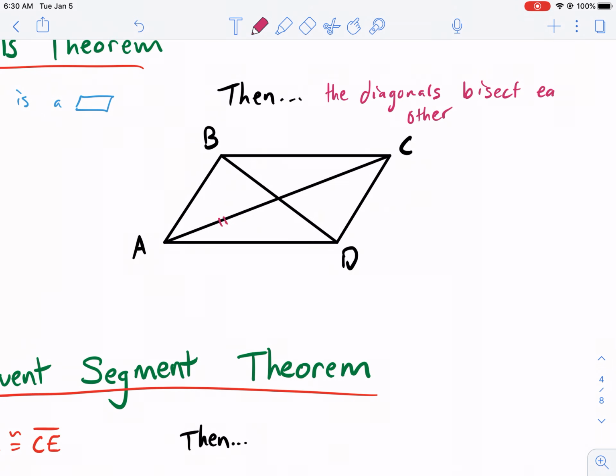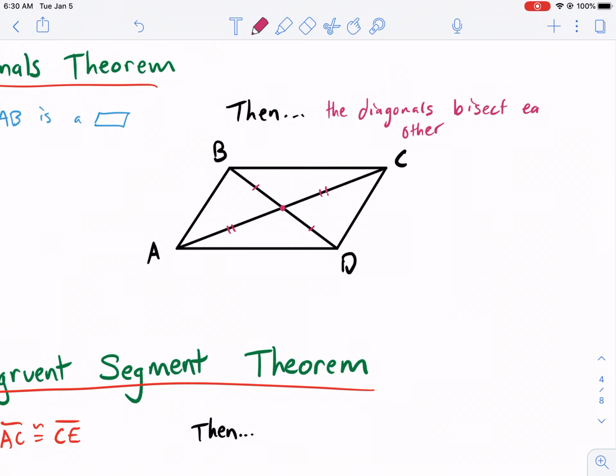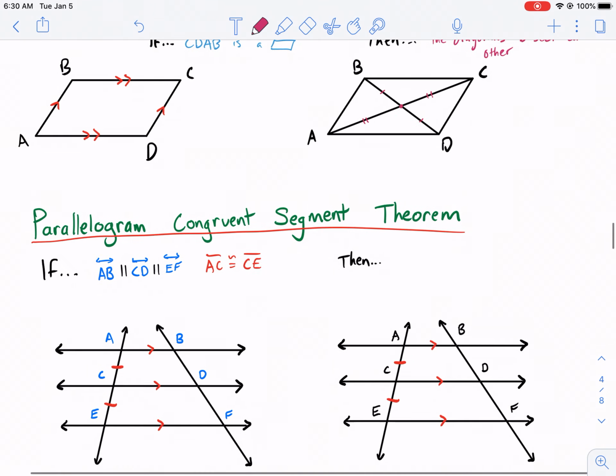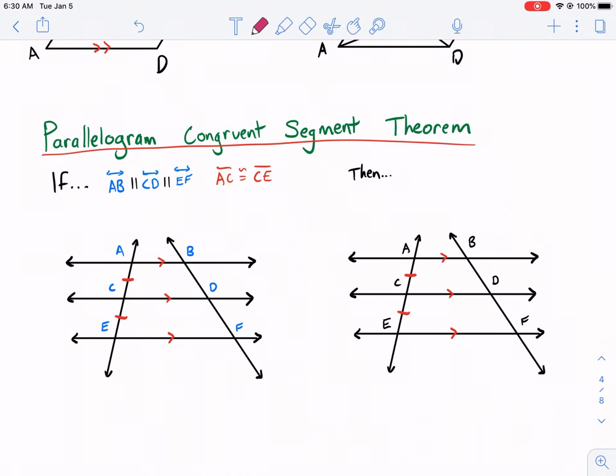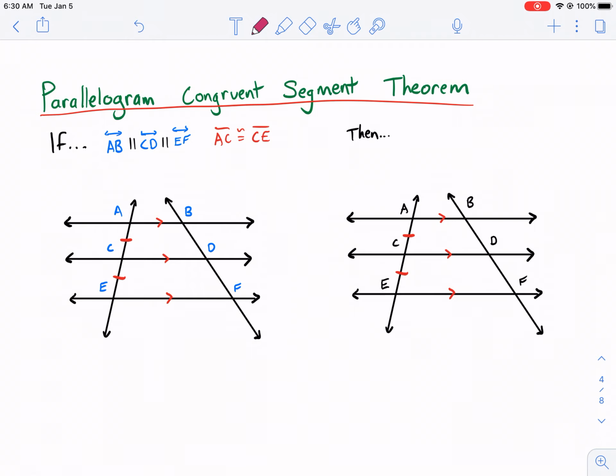So these two segments would be congruent here, and these two segments would be congruent there. So this is like our midpoint of both of the diagonals. So the diagonals bisect each other. This is not rarely used, but it's going to be like one question on your test. That's generally how it happens.